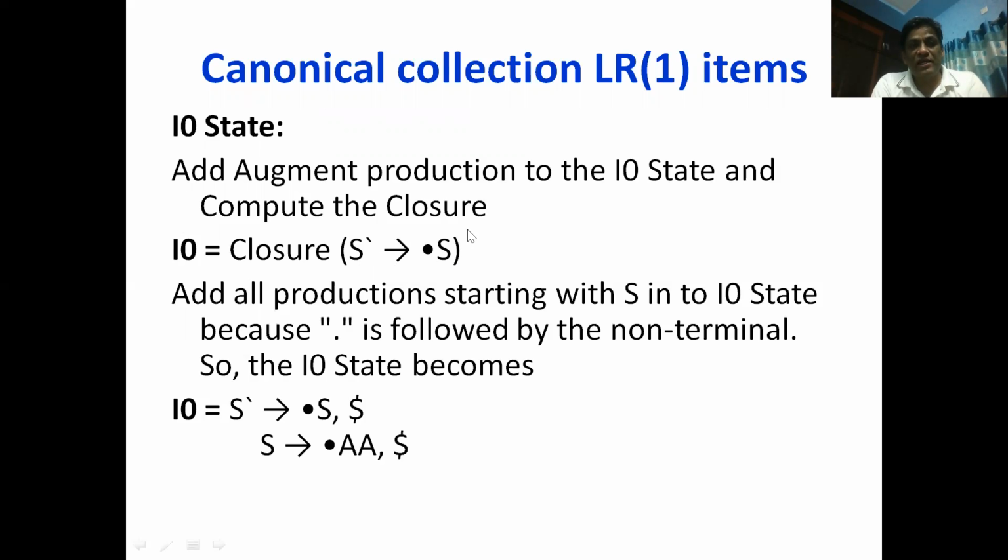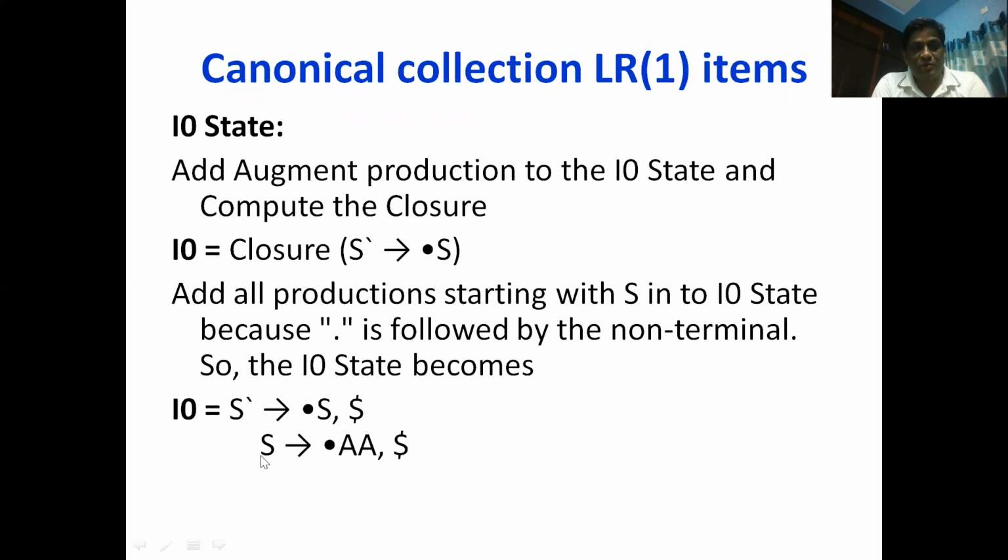So how do you calculate the closure of any production? By looking at the symbol after the dot. What is the symbol after the dot? It is a variable. If it is a variable, what we do is we add all the productions of that variable into this statement.